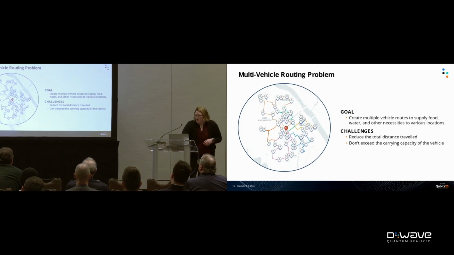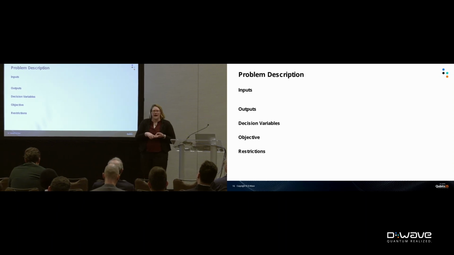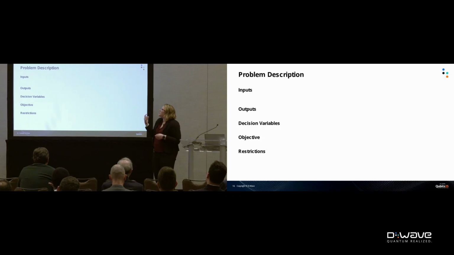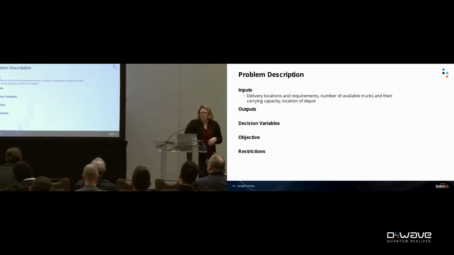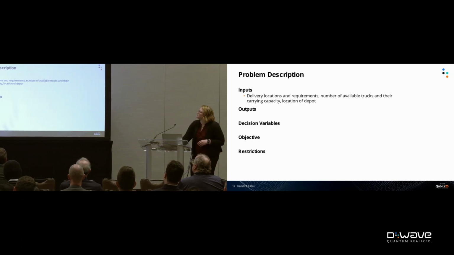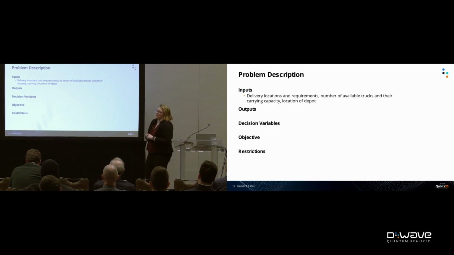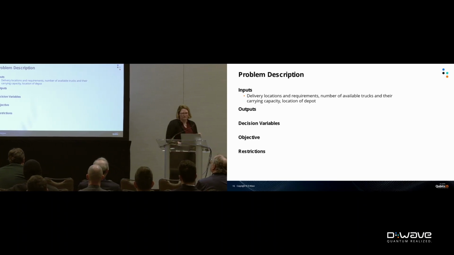Once we've written down that problem, then we can start thinking about what our input is going to be, what's our desired output, what should the decision variables answer for us, what is the objective function going to correspond to, and what restrictions do we have to keep track of. So in this description, we'll write down in words those items. So we need delivery locations and requirements. We need to know the number of available trucks. We need to know their carrying capacity. We need to know where that depot is. So we have all the information to build this problem.